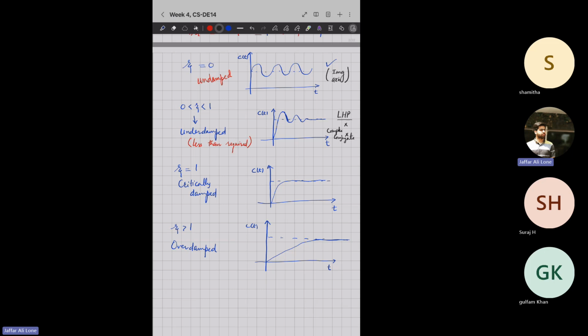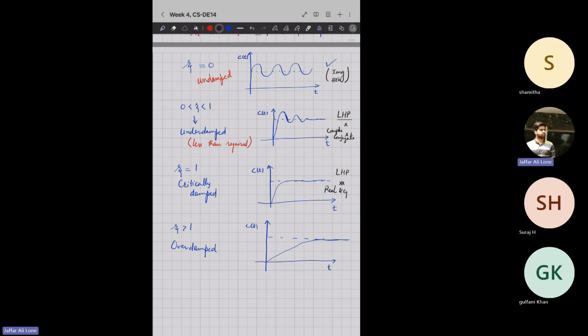If they are in the LHP and they are real and equal, then the system is critically damped. Real and equal.